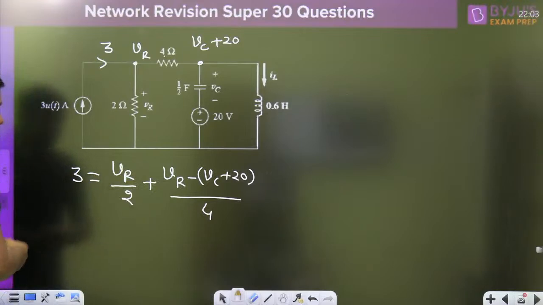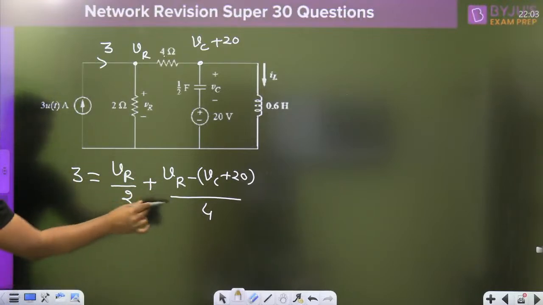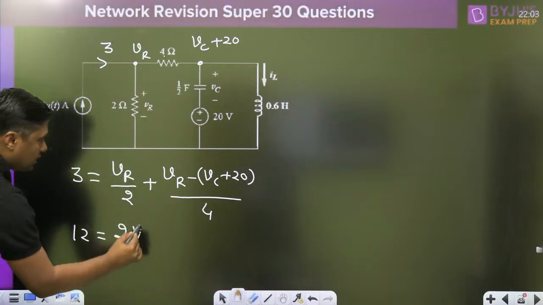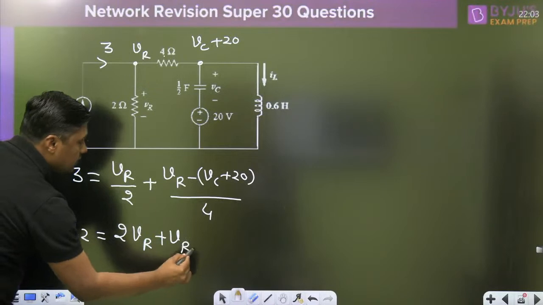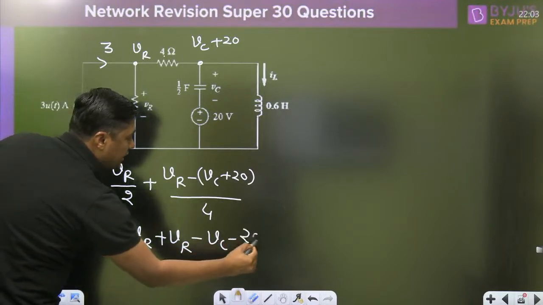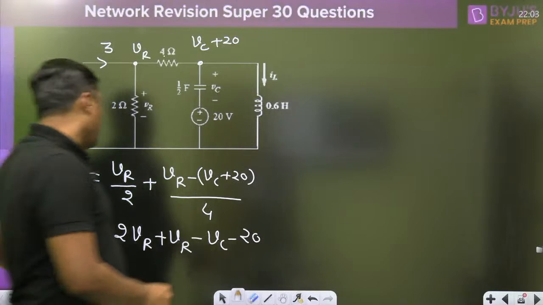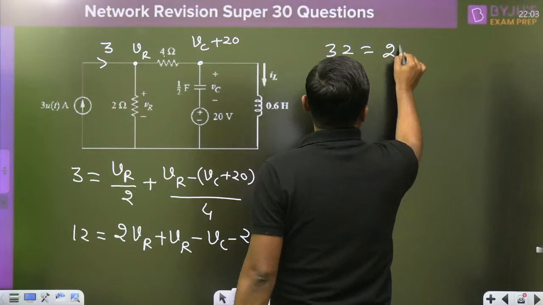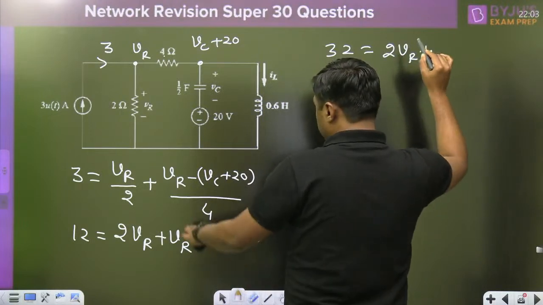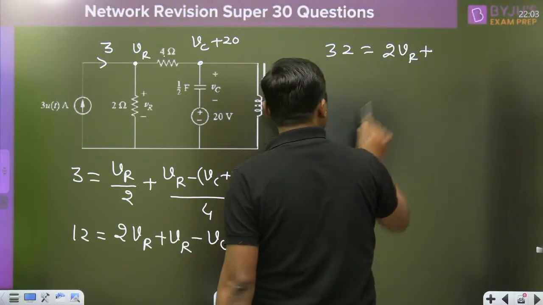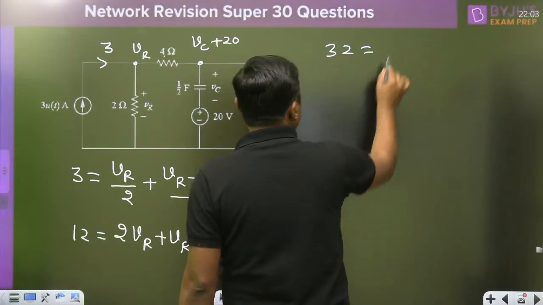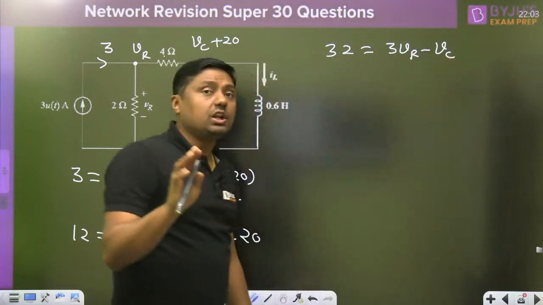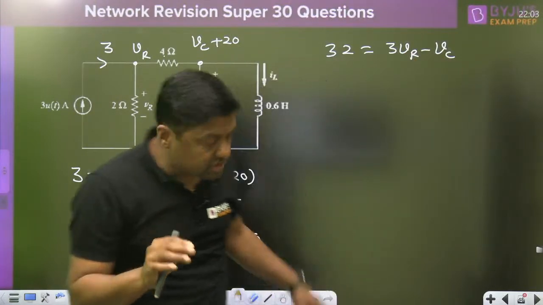Now this is the formula. You can take 4 as the LCM. It will become 12 equals 2Vr plus Vr minus Vc minus 20. Yes or no? Now you can write 32 is equal to 2Vr plus Vr minus Vc, so 3Vr minus Vc. That is the general equation. I am writing this KCL at this point.